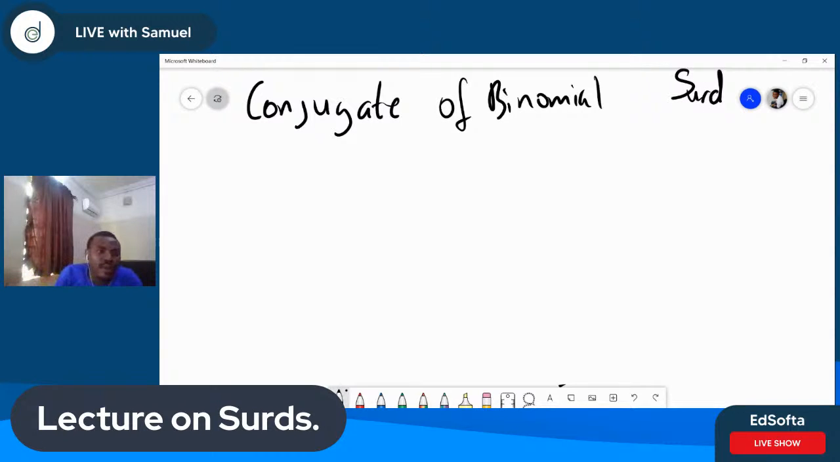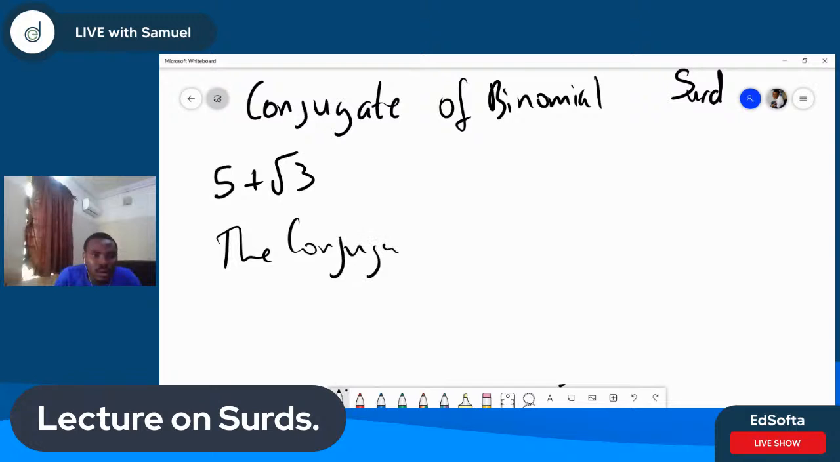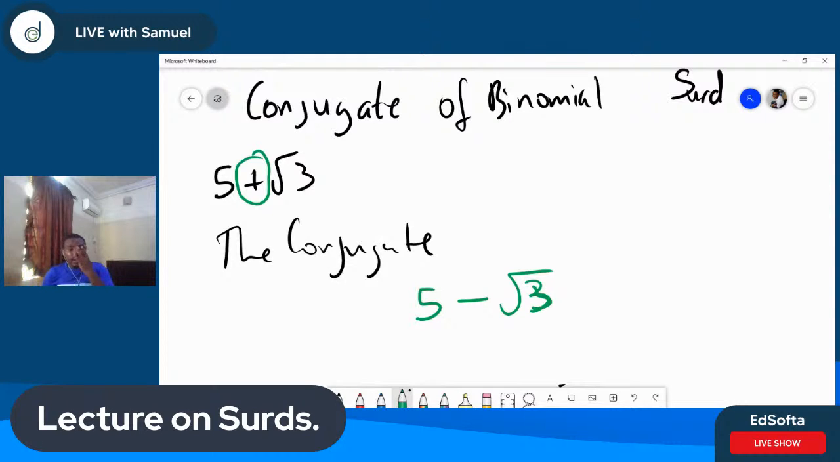So if you have, for example, 5 plus root 3, the conjugate, all you have to do is change the sign in the middle. The conjugate will be 5 minus root 3. That's all. That's the conjugate of the binomial surd.